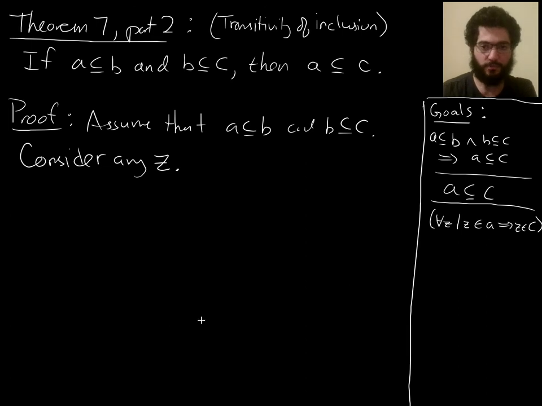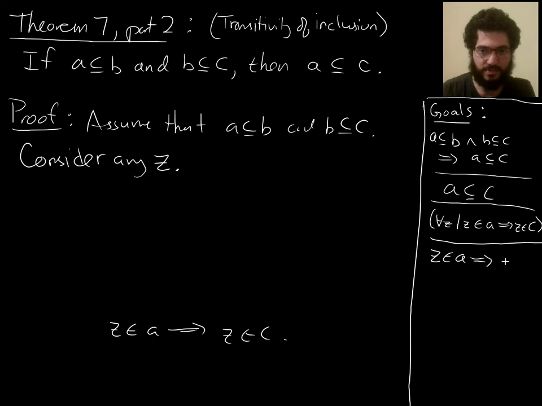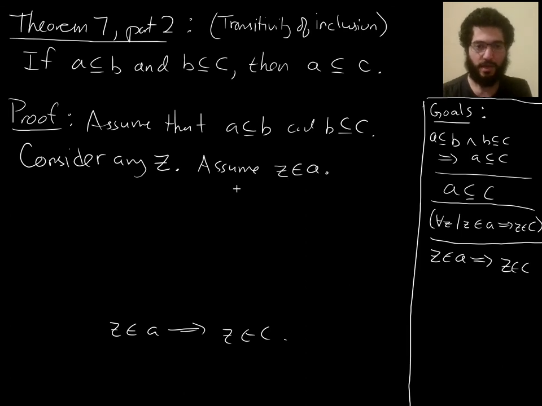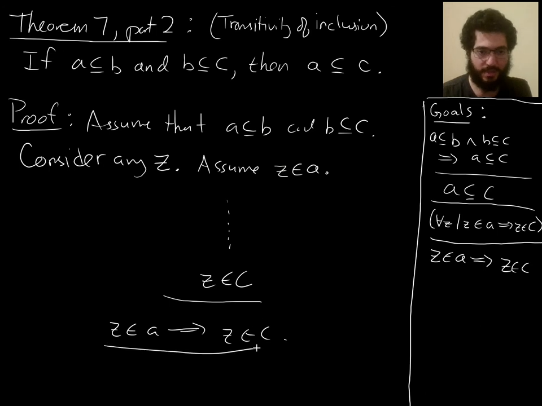Then I'm supposed to do a bunch of work to try to prove this, right? So as soon as I say consider any Z, my goal updates to this. I'm now trying to prove Z in A implies Z is in C. So how do I prove an implication? Again, assume the hypothesis and prove the conclusion. So now I'm going to say, assume Z is in A. Then I will try to do a bunch of work and prove that Z is in C, right? And then when that's done, I will have proven this implication. And then when that's done, I will have proven the for all Z statement that I wanted.